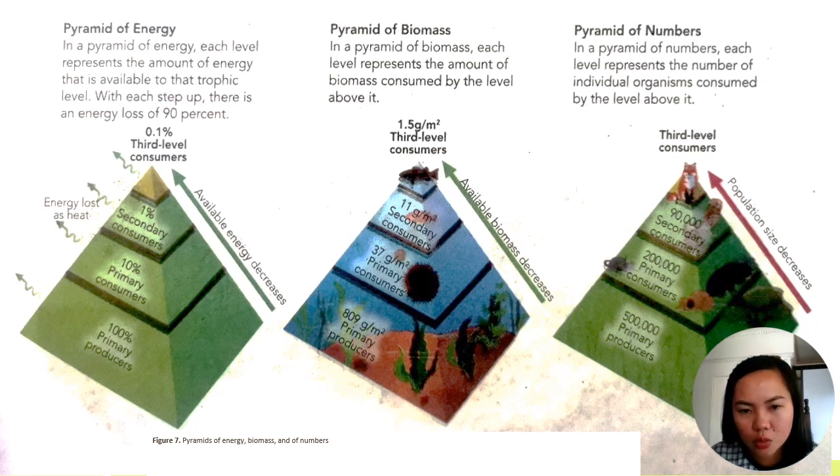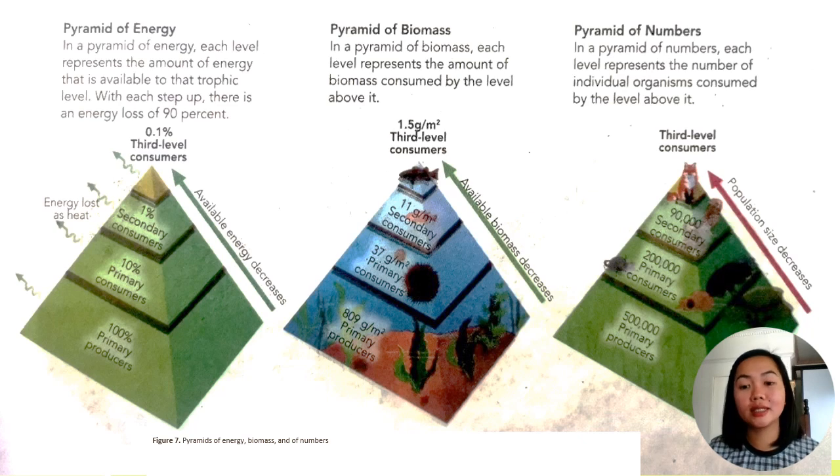So say for example, sa 809 grams per square meter, 37 grams per square meter lang dapat ang primary consumers nga mag-consume ani. So the number is not constant, by the way. This is just a representation. And on top of them, dapat mas gamay. Sa secondary consumers, dapat 11 grams na lang per square meter ang pwede mukaon sa primary consumers. So again, it represents that those at the very bottom are very important for the continued existence of those at the top.